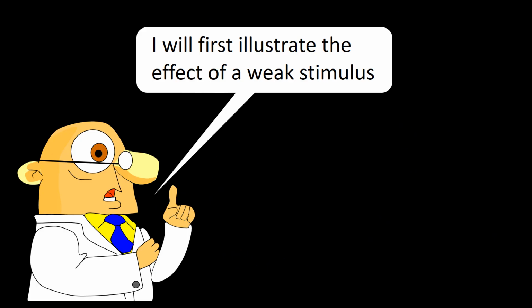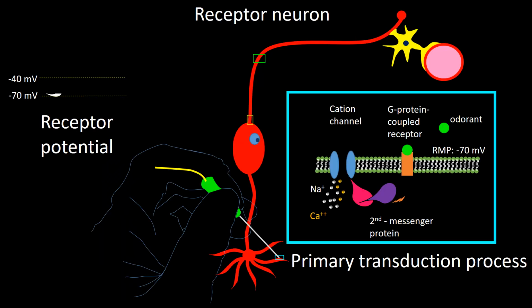The introduction of a weak stimulus has three consequences. One is the opening of a small number of cation channels. The second one is the entry of a small number of positive charges into the cell, and the third one, the generation of a small receptor potential. I will now illustrate these consequences.